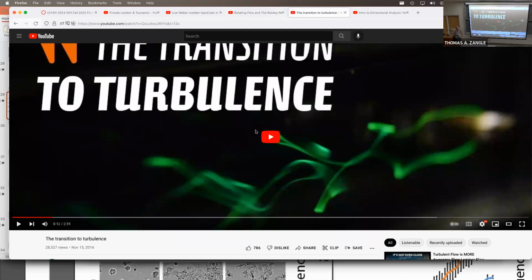This is going to be about transition to turbulence. It's a really nice flow visualization showing basically what happens. We have a flow in a channel. It's going to be seeded by a dye, the rest of the flowing green dye. And the experiment is turning up the speed.